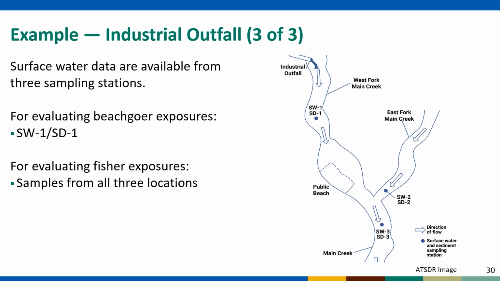Now, for the fishing scenario, you would want to consider potential exposures to surface water based on samples collected at all 3 locations. This is because we don't have any information indicating that fishers wouldn't be able to access all areas shown in the figure, or that they would preferentially access one particular part of the 3 creeks.